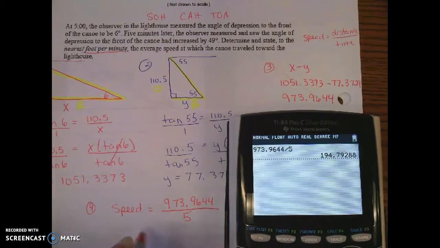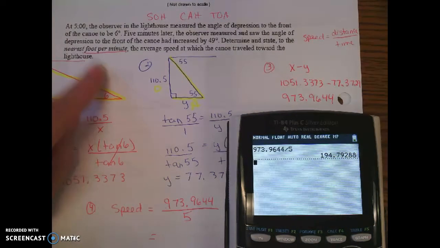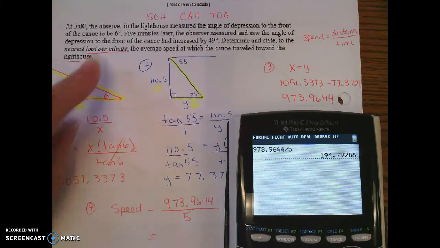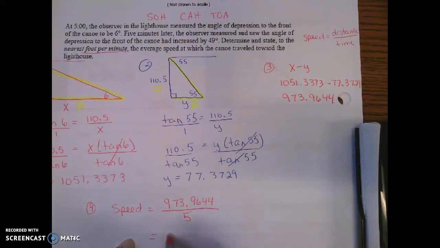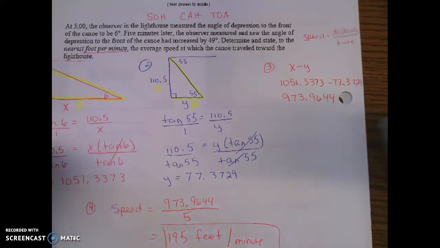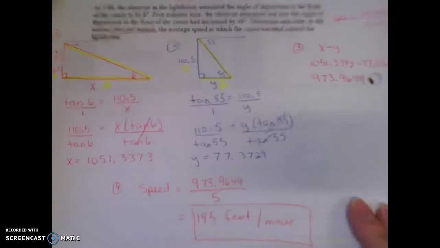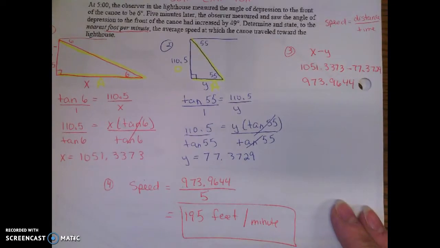This now is the final answer. This is the speed, and they want the nearest foot per minute. This was feet, that's minutes. So to the nearest whole number, that 7 tells me to round up the 4. So it's going to be 195 feet per minute. That's how fast the person in the canoe is going. So this was a Regents question. It was worth 4 points. So show your work neatly, use 2 different colors, split up those 2 triangles, and it'll help you to think through the problem.